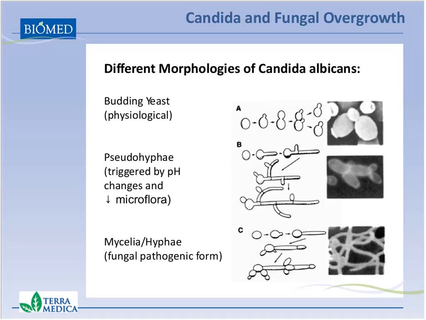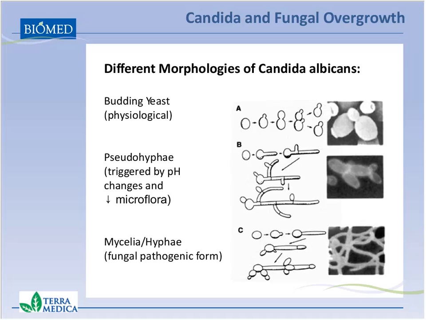But where things start to become a problem is when you start to get these hyphae. These hyphae are projections, and I think of them kind of like roots. These are the things that get into the tissues. In the hyphae or pseudohyphae stage, these changes are triggered by pH changes in the body, and the pH changes tend to be acidic, with the intestinal tract becoming more acidic, and also changes in the microflora, so decreased microflora.